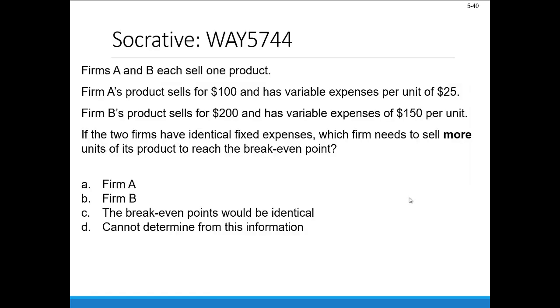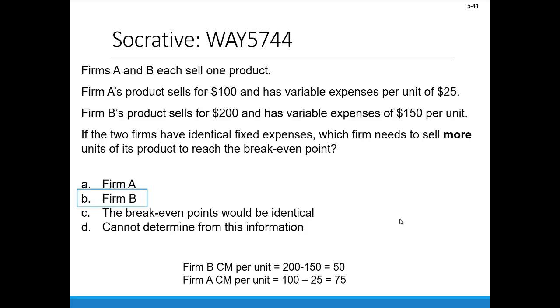Okay, another example here is something to think about. Firms A and B each sell one product. Let's say firm A's product sells for $100 and has variable expenses per unit of $25. Firm B's product sells for $200 and has variable expenses of $150 per unit. If the two firms have identical fixed expenses, which firm needs to sell more units of its product to reach the break-even point? A, B, they'd be identical, or we can't tell from this information. Work through that, pause the video here, and then come back for the solution.